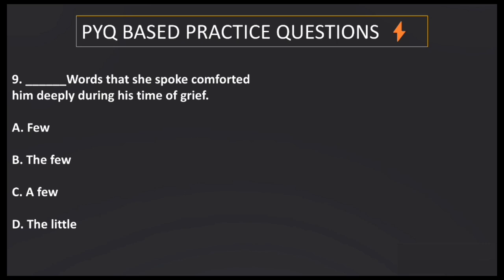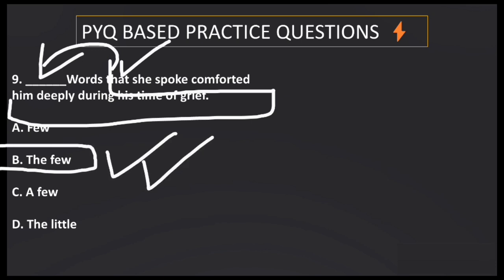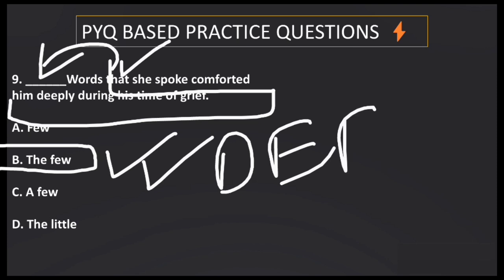Words that she spoke comforted him deeply during his time of grief. If I read the sentence again, words that she spoke comforted him deeply during his time of grief. If I check this relative clause, that she spoke, it indicates certain words which were spoken by the person. So here the few should be used as the correct option because it talks about something definite.